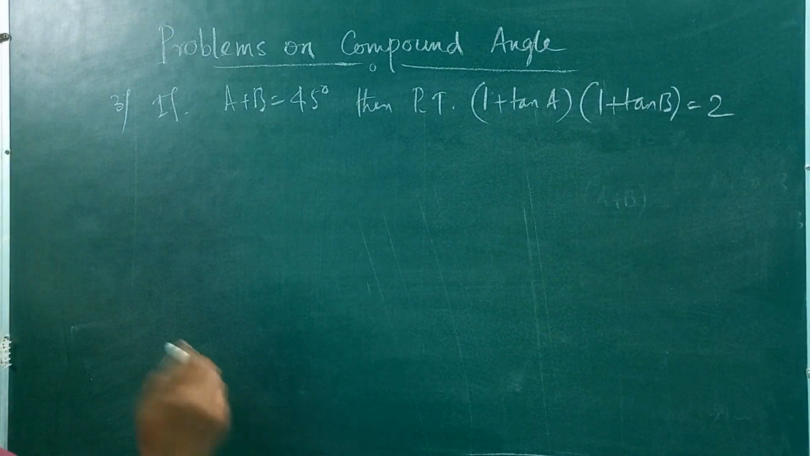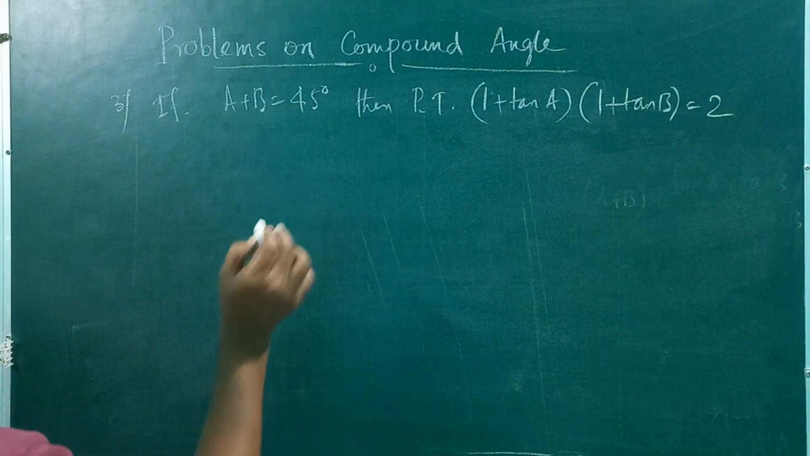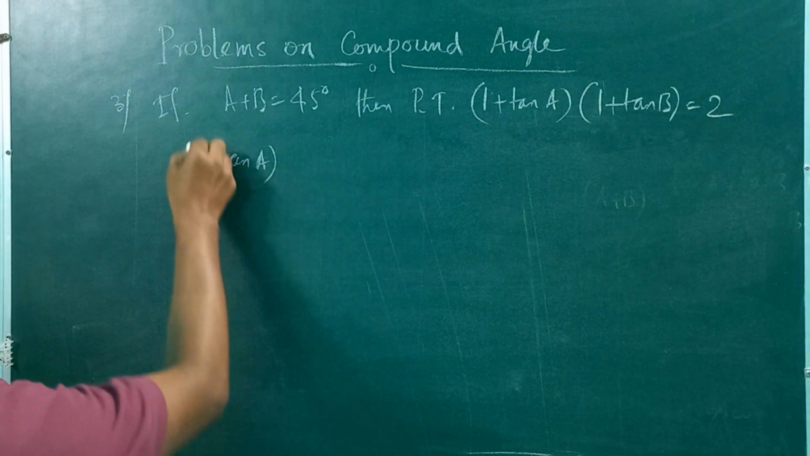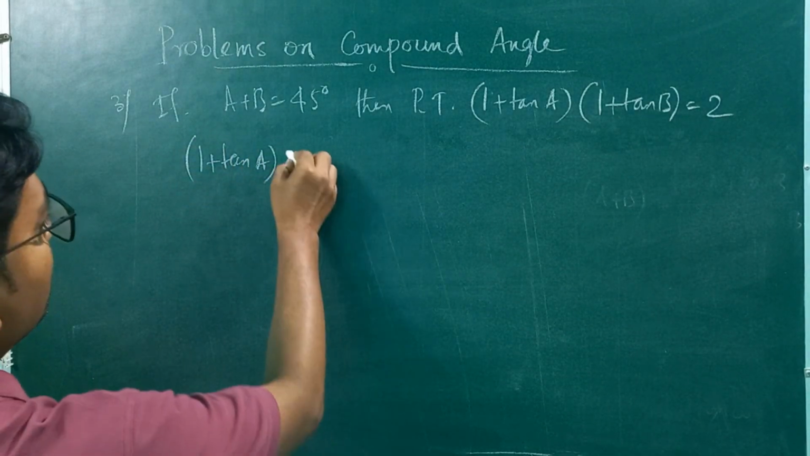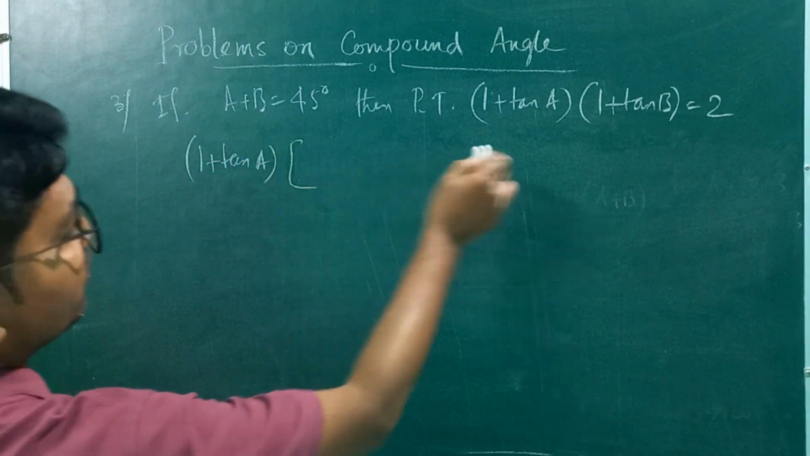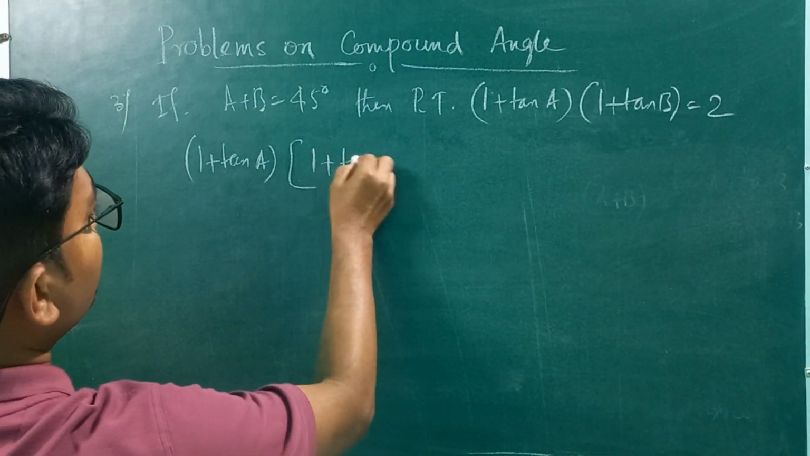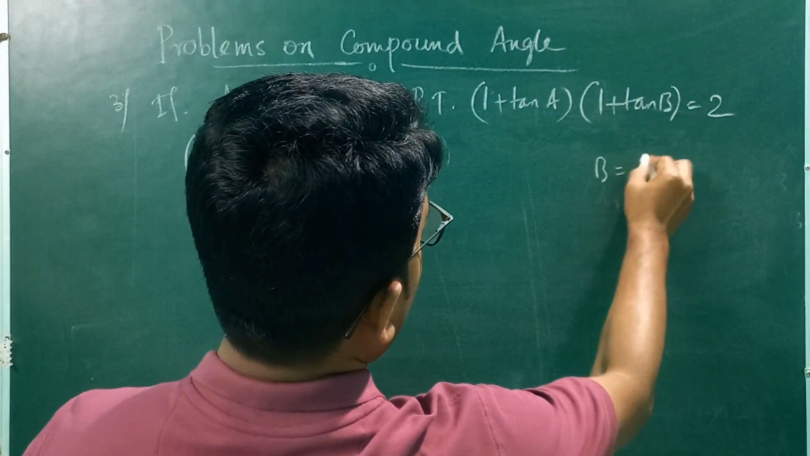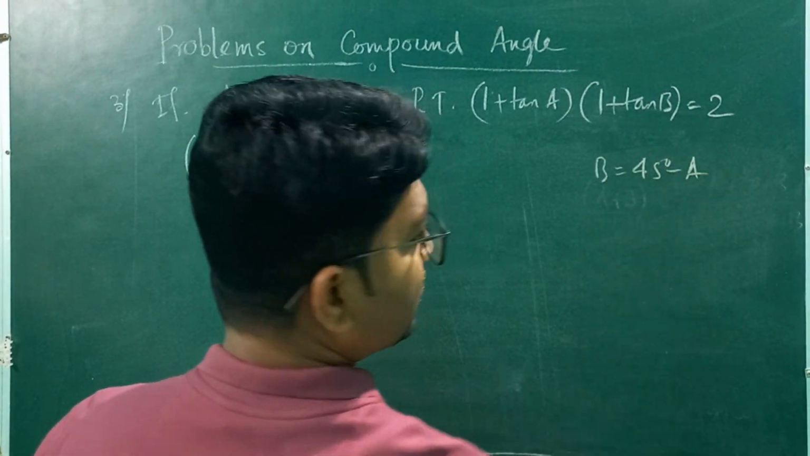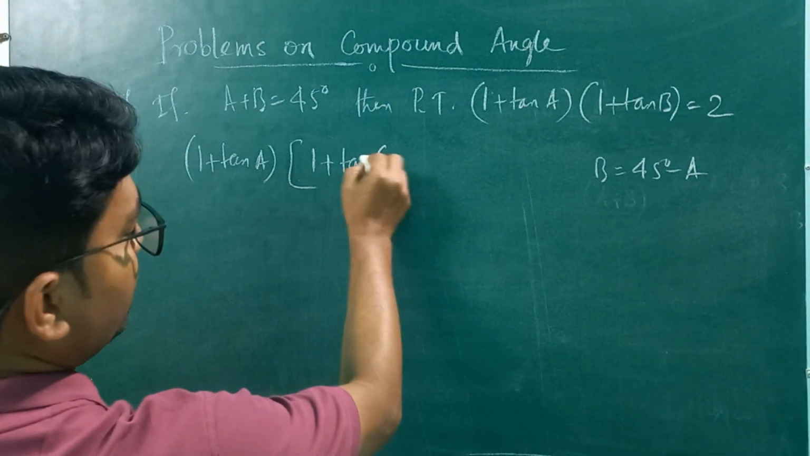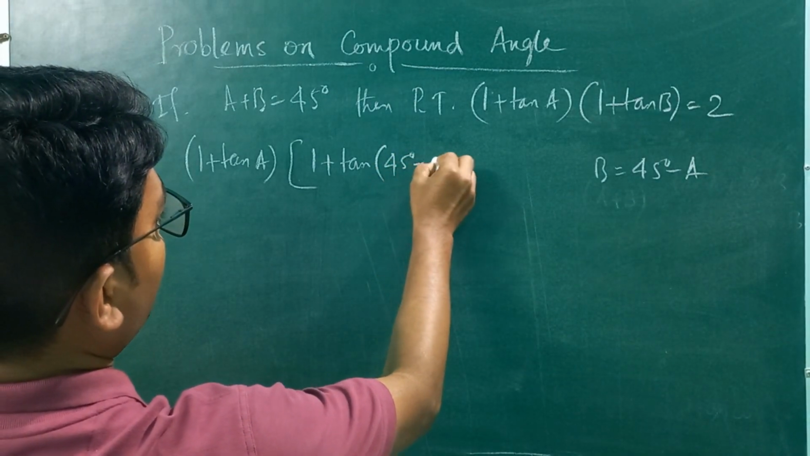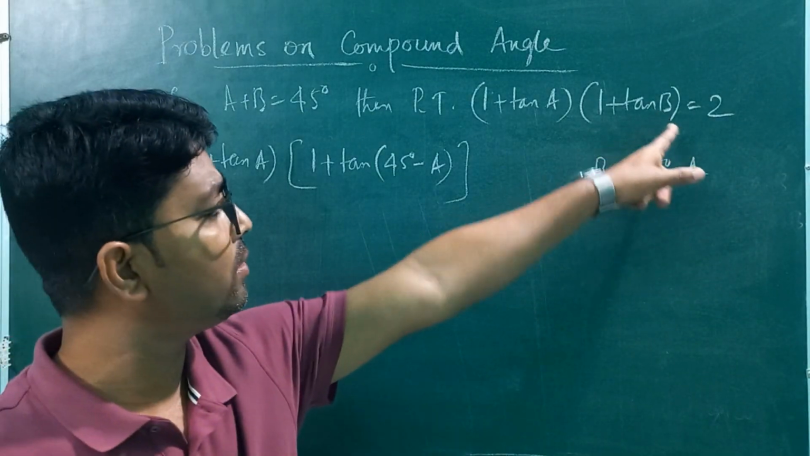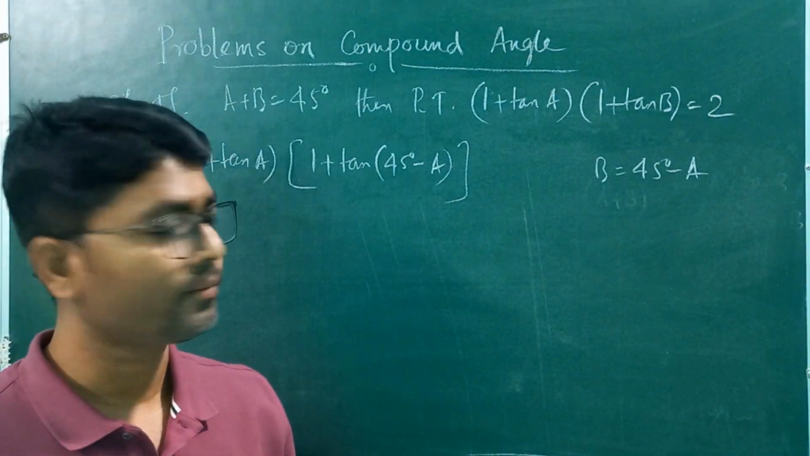There are so many ways to approach the problem. I give a very simple technique. Suppose this one 1 plus tan a, and I change the angle b. 1 plus tan, what is b? b means 45 degree minus a. So I replace b with 45 degree minus a.